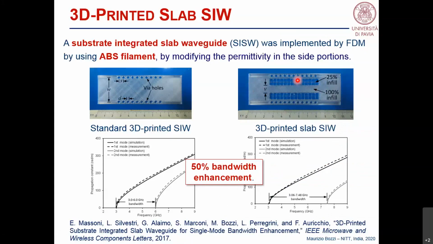You see the side portion has a lower permittivity than the central portion. So if we have a standard SIW structure, we have the bandwidth ranging from 3 to 6 gigahertz. If we have a slab SIW, the single mode bandwidth is from 3 to 7.5 gigahertz. So we gain 50% in terms of bandwidth simply by playing with the density of the material in the side portions of the SIW.